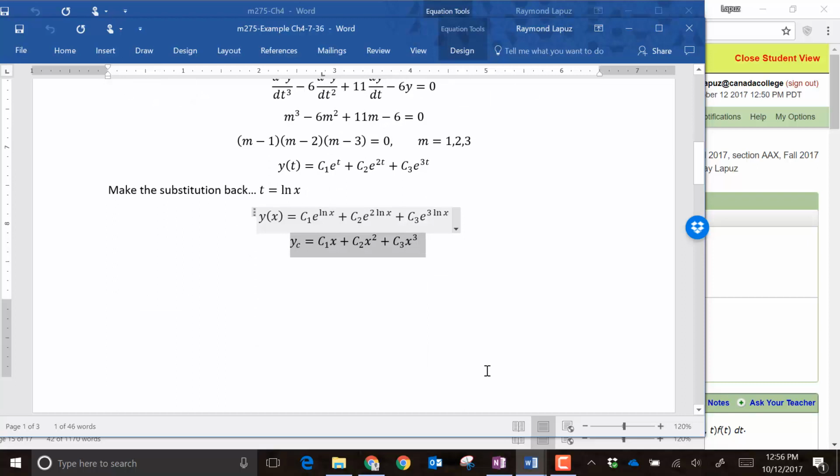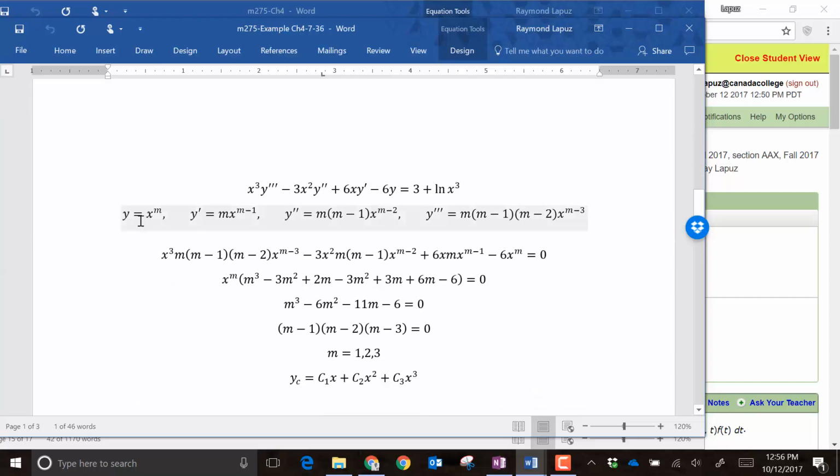Now, instead of doing the substitution, if you would have just taken the Cauchy-Euler approach where we assume that your solutions are x to the m, you find the 3 derivatives, and then you plug that in, you get your auxiliary equation, which is coincidentally or not coincidentally exactly the same as what we saw earlier. And then you would have your solutions this way.